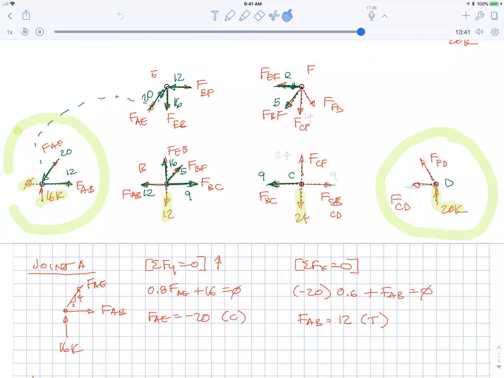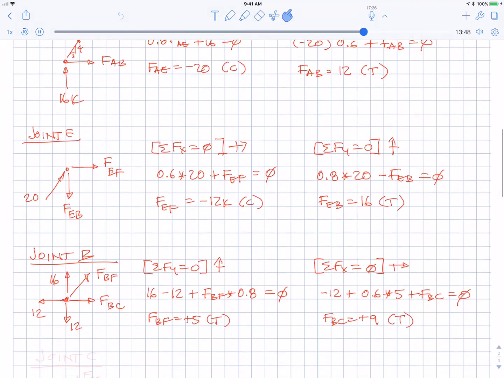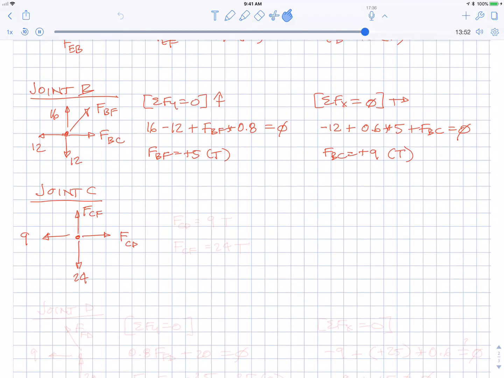Okay, we can now do joint C here. That now has only 2 unknowns, and it's pretty easy, but I'll do the free body diagram and do the whole thing. So here is the free body diagram for joint C, and I'm actually not going to write out the equations. Can you just see that obviously FCD is 9 in tension and FCF is 24 in tension? That 9 is pulling to the left, so FCD must be pulling to the right. That 24 is down, FCF is going up. And those are both away from the joint, so they're both tension.